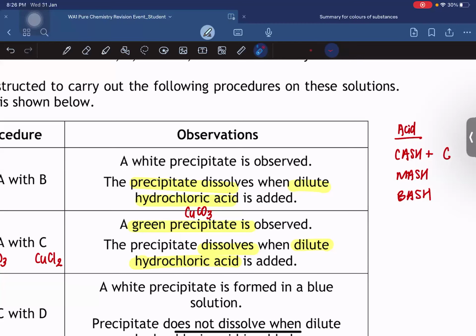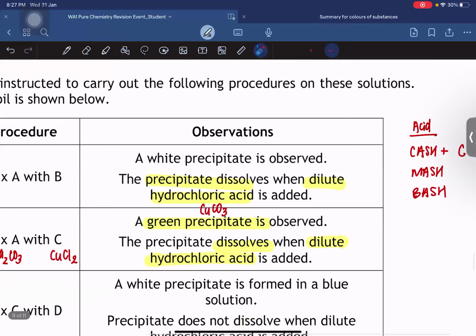Huh? Are you asking me why metal is not a precipitate? Are you really asking me that? No, what's a precipitate? Guys, what's a precipitate? A precipitate has to be a salt. Understand? So why is metal not a precipitate? Because metals are not salt. Understand? Okay? Get it now?